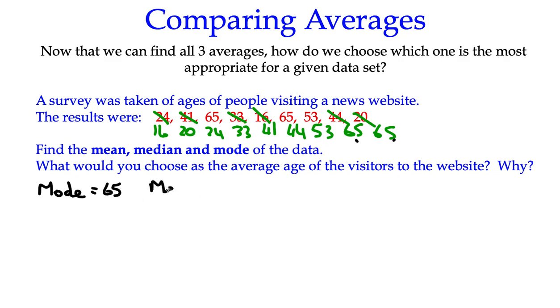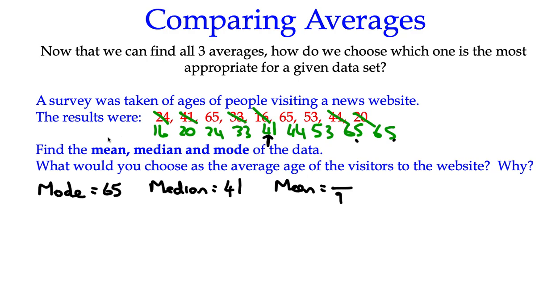The median is the middle number, so we've got 1, 2, 3, 4, 5, 6, 7, 8, 9 numbers, so the median must be number 5, because that's 4 to the left and 4 to the right. So the median, because they're in numerical order, is 41. And the last one, the mean, I'm going to have to do a wee calculation for. I'm going to add up all the numbers and then divide by 9.